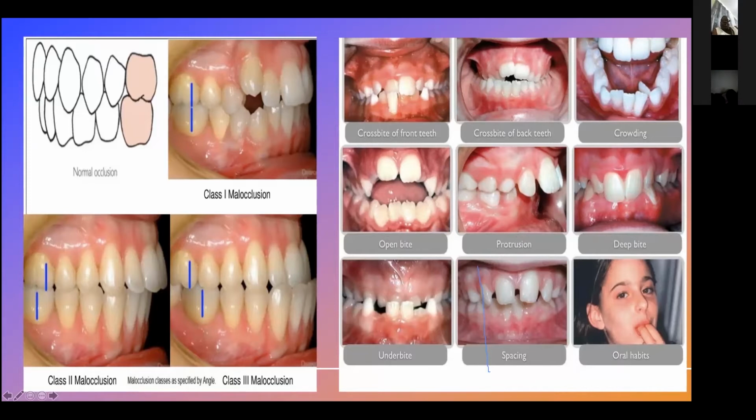And due to certain different types of oral habits, such as thumb sucking or finger sucking, patients can develop some of these different types of open bites or crossbites, crowding, deep bites, undercuts, or protrusions. So you can have a class 1 patient who's got some of these different malocclusions. You can have a class 2 patient who's got some of these various different types of malocclusions. And then you can have a class 3 patient who's got some of these various different types of malocclusion.